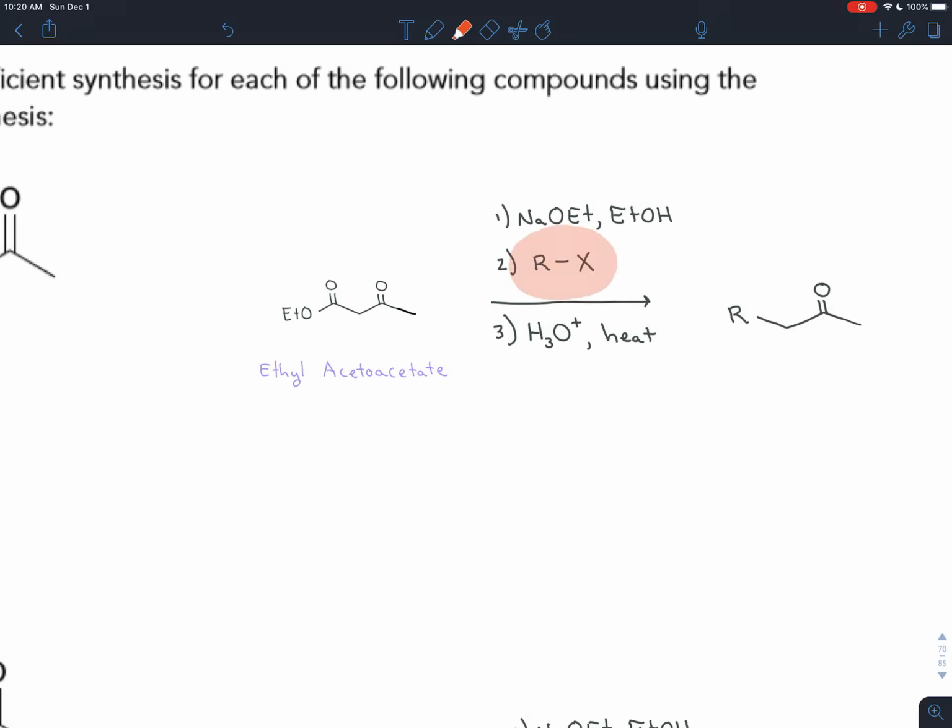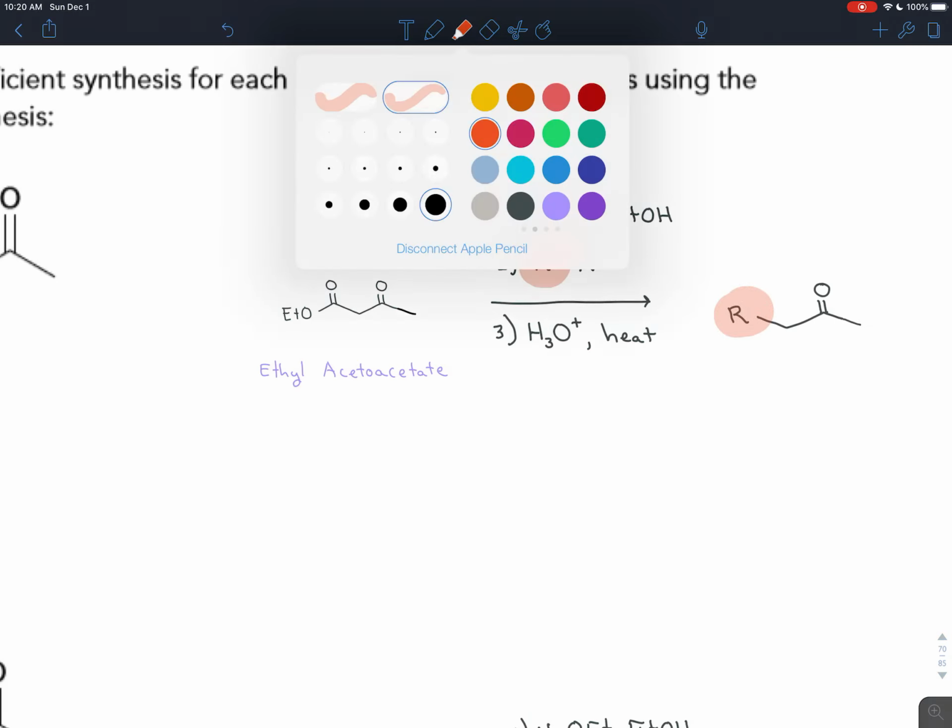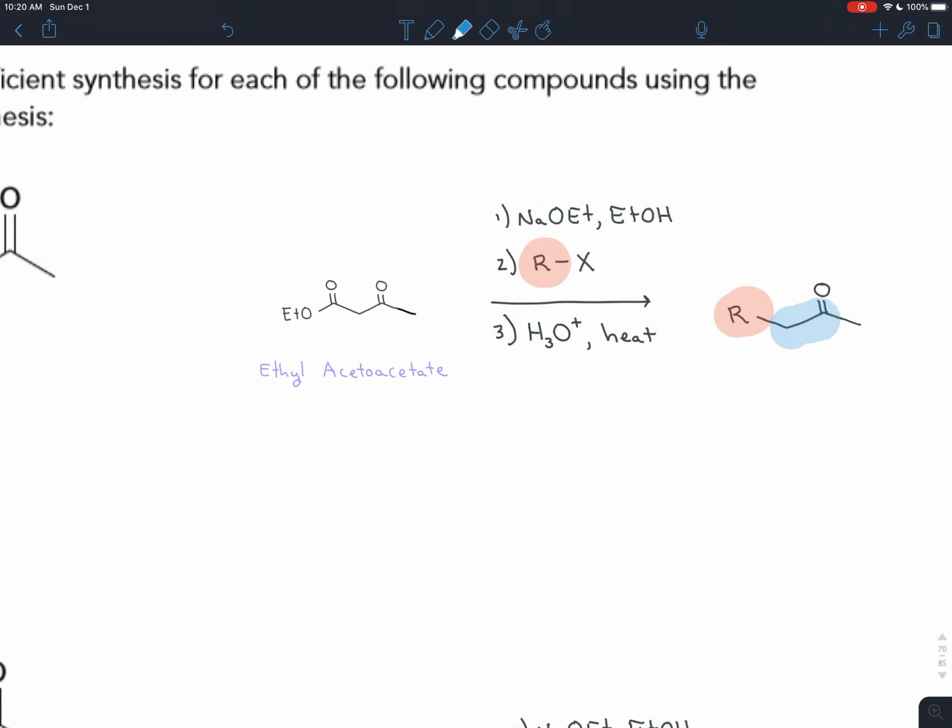The change happens to the alkyl halide. Onto that alkyl group, you add 2 carbons, carbonyl, and then a methyl group to the right of that. So that's what we're adding each time.